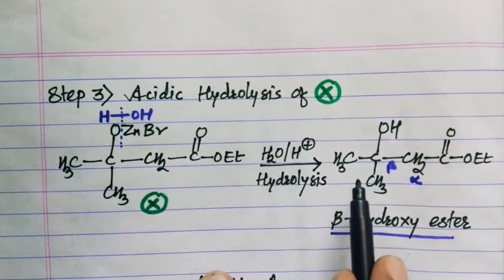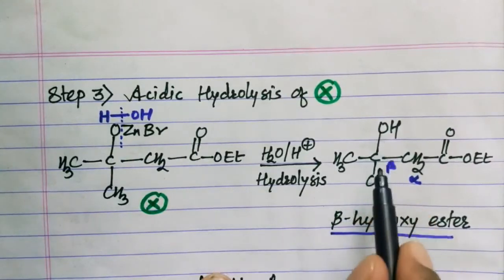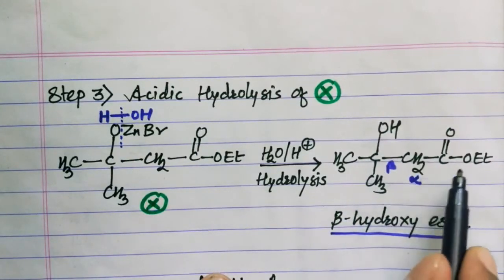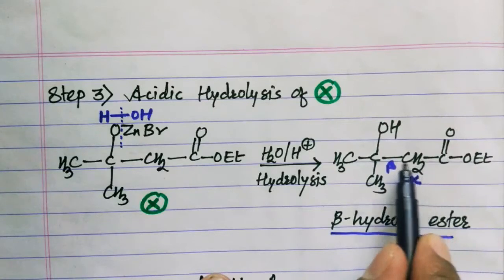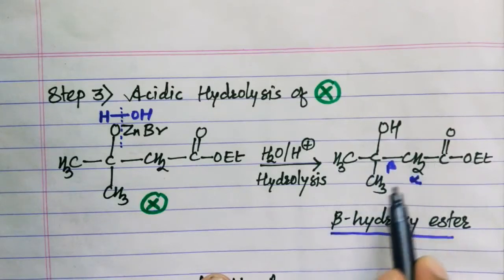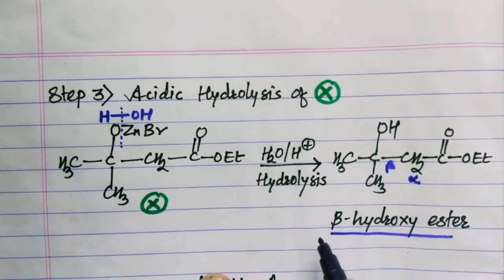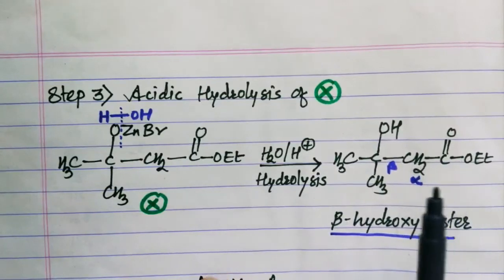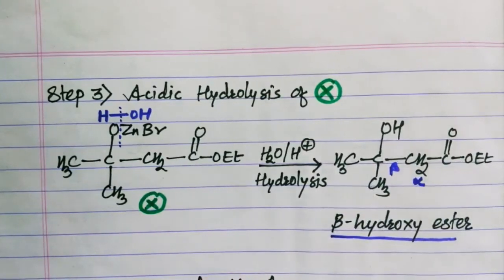So name of this particular product is beta hydroxy beta methyl ethyl. So 4 carbons are there, so it's a butyrate. So beta hydroxy beta methyl ethyl butyrate. So this is about the Reformatsky reaction. Its mechanism we have seen. Now let's see its applications.